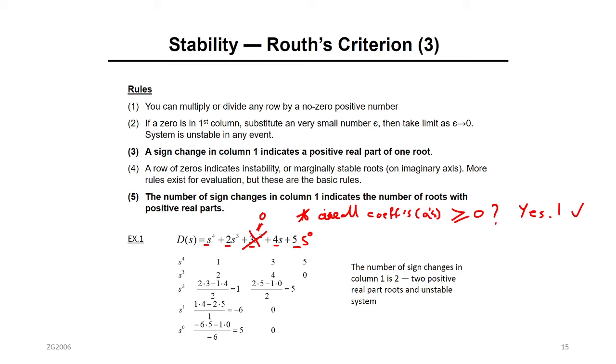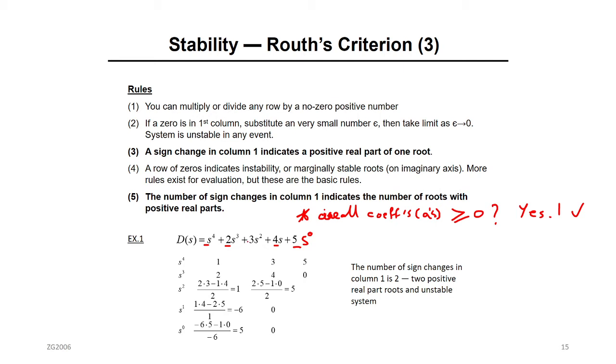One of the coefficients is equal to 0. So that means the system is unstable. You don't have to build the Routh array. You can say right away there must be at least one unstable root. The system is unstable. You got it? All right. Another example.